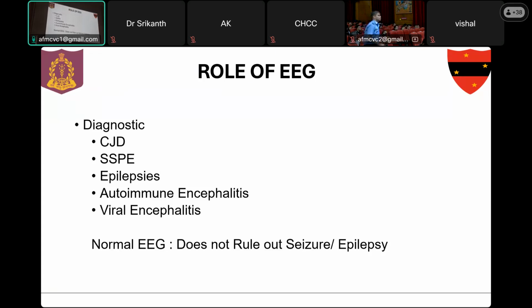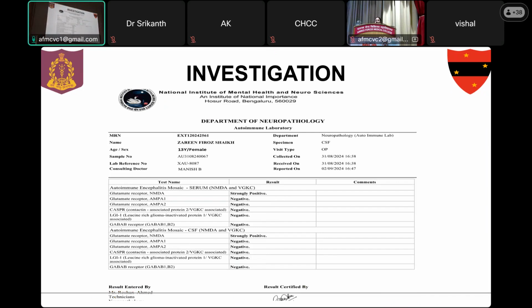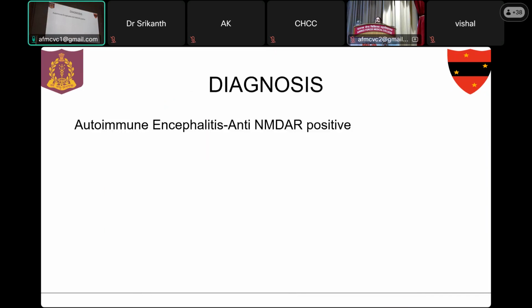Next. The MRI brain T1 weighted axial, T2 weighted axial and FLAIR axial showed focal encephalomalacia in the left putamen region, probably post-varicella infection. Her investigation for CSF and serum antibodies was sent, and it was positive for NMDA receptor. So she was diagnosed as a case of autoimmune encephalitis with NMDAR positive.